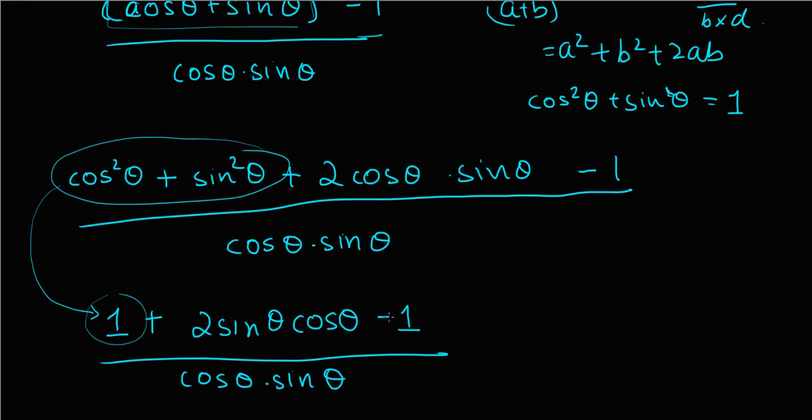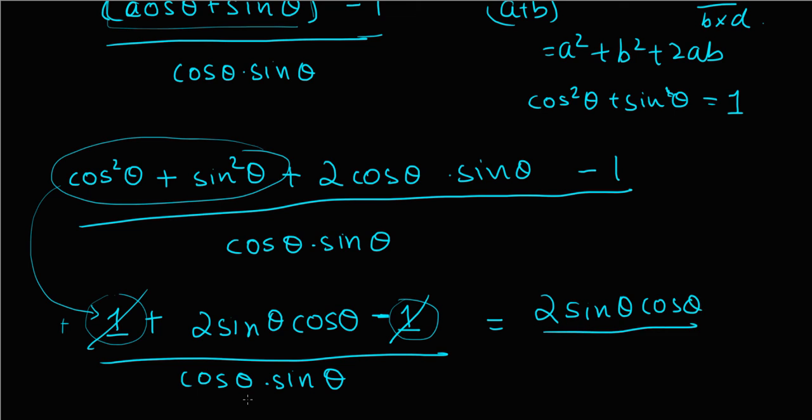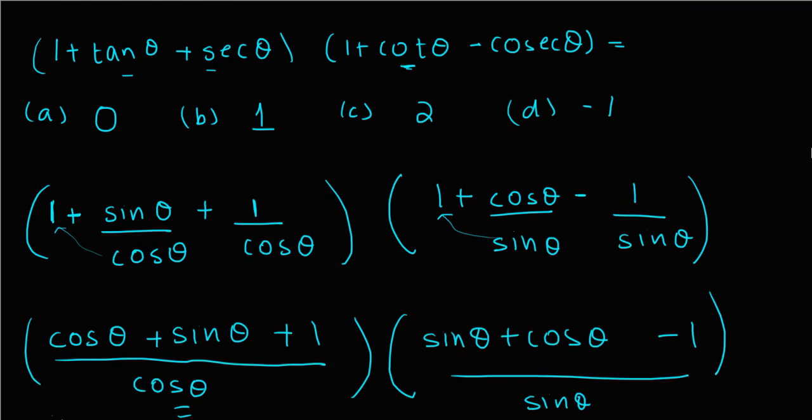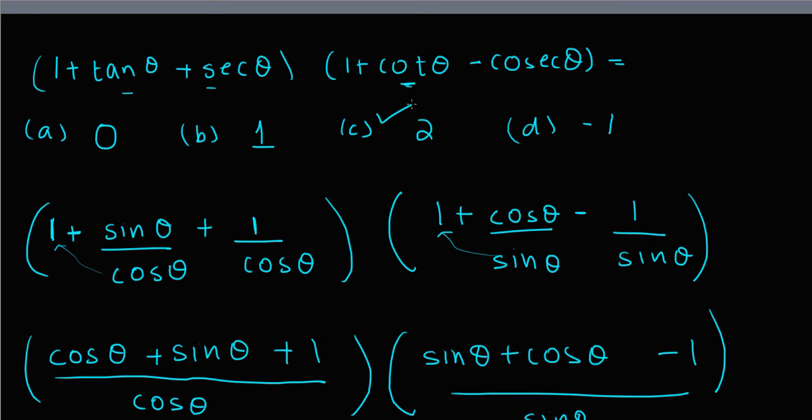Now, two values are same but the signs are opposite, so they cancel out each other. So I am left with 2 sine theta cos theta by, I can write this as sine theta into cos theta. So they cancel out each other and the answer is 2. So the value of this question is 2.